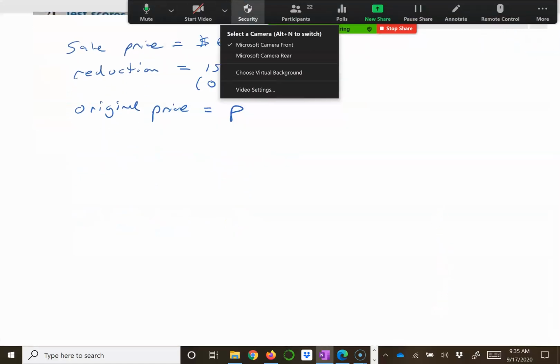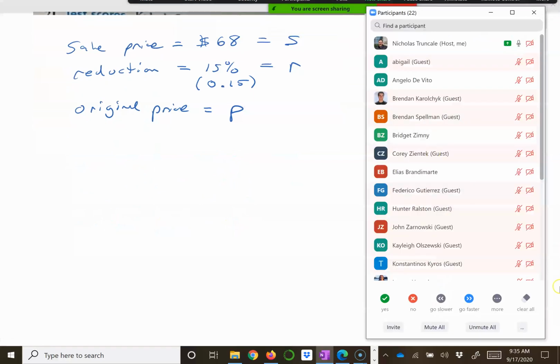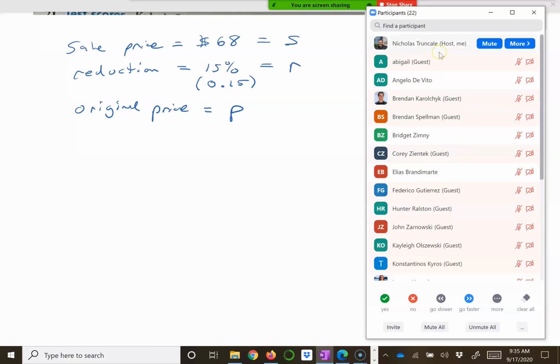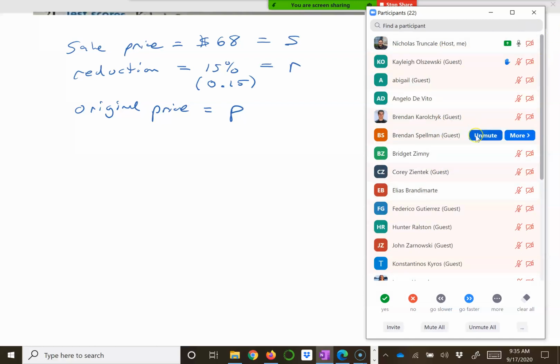Okay, so somebody take a stab at it. Who's brave enough? Write this out. What would this look like? So we're trying to think about when you're in a store, right? And you see, let's say something's $100, right? Yeah, Kaylee, go for it. Would you do 68 times 0.15?